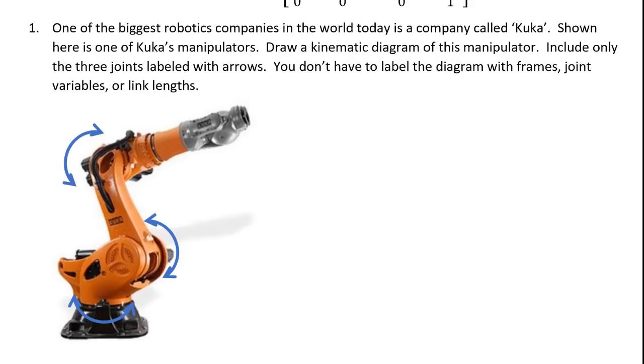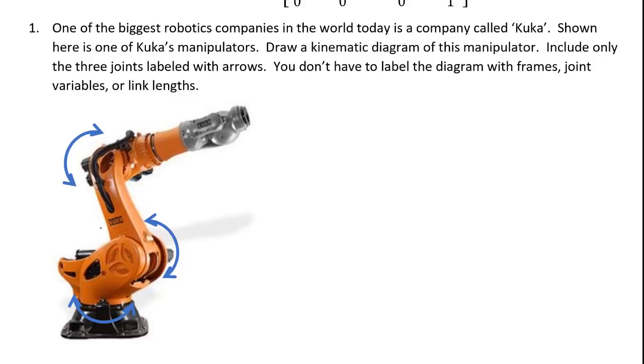Question number 1 shows you a picture of a manipulator, and it tells you to draw a kinematic diagram of this manipulator, but to only include the 3 joints labeled with arrows, and you don't have to label the diagram with frames, joint variables, or link lengths. So the first thing you want to do is identify what kinds of joints you have. Here we have 3 revolute joints. Next, you want to identify the direction of the axes of rotation.